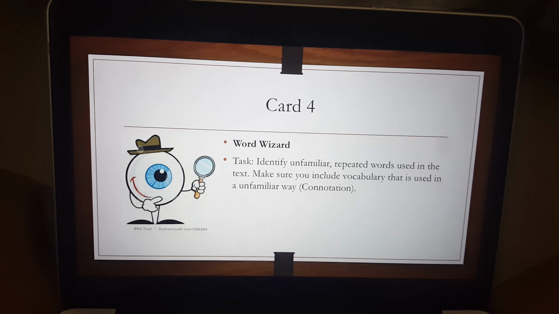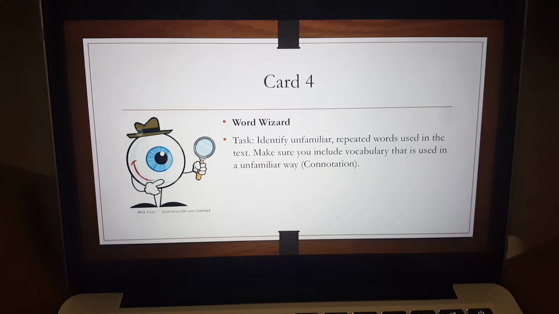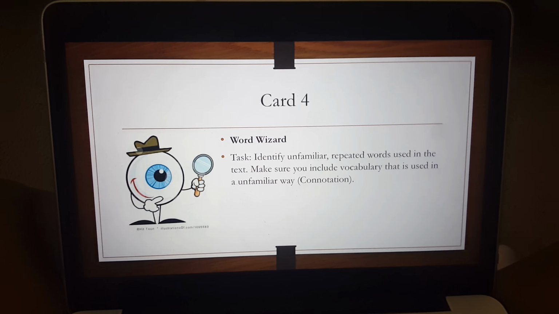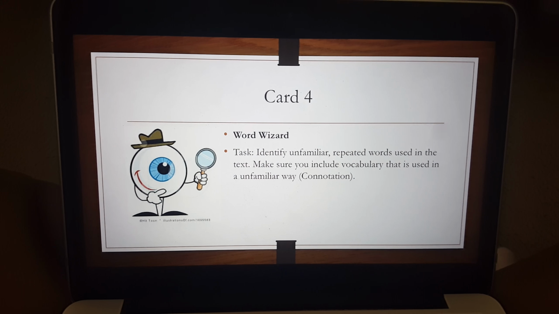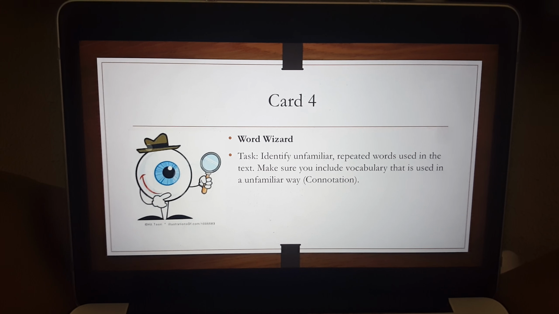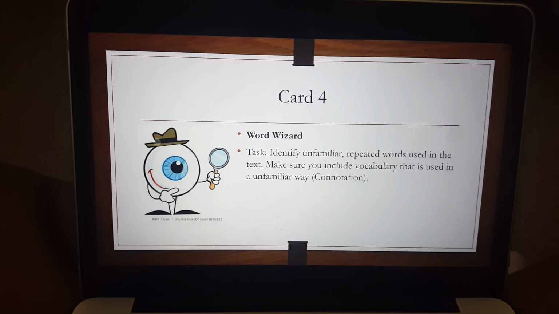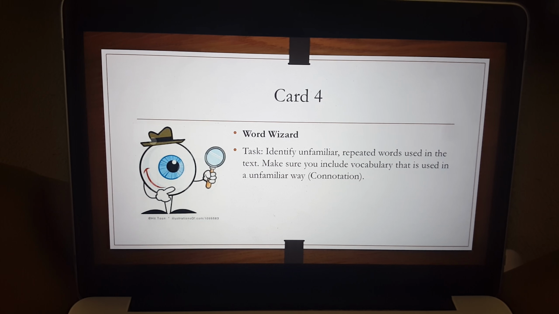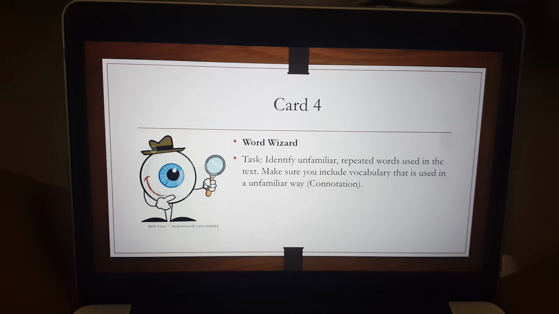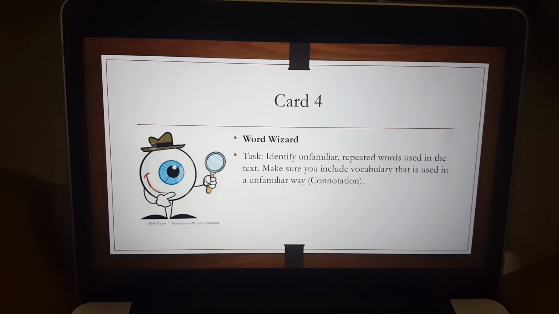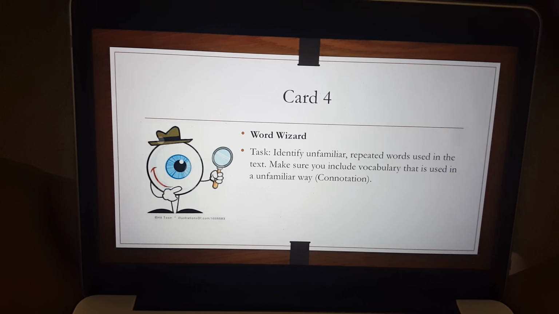And then we have card 4, which is the word wizard. This is the last card. This is also one I like to use for my English language learners. I try to give this task to them first, as this will help them find unfamiliar words. So they'll get to practice and find those unfamiliar words or repeated words that are used, and then we'll go over them. They'll also look for those words where we can discuss connotation or denotation. They'll look for those words and identify what their purpose is. So that sets them up.